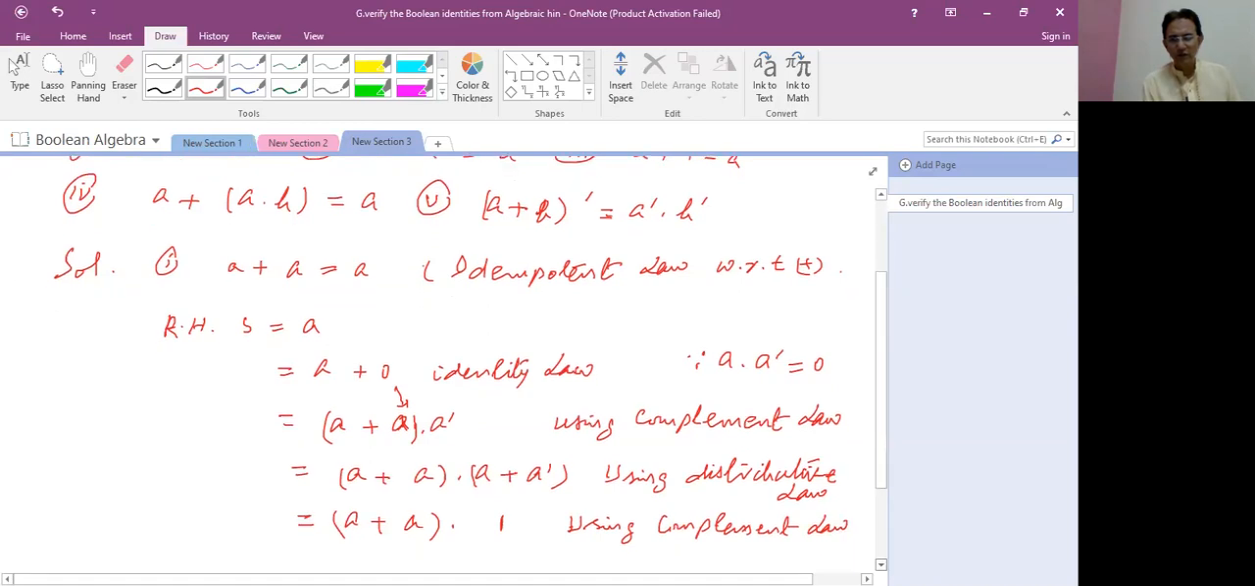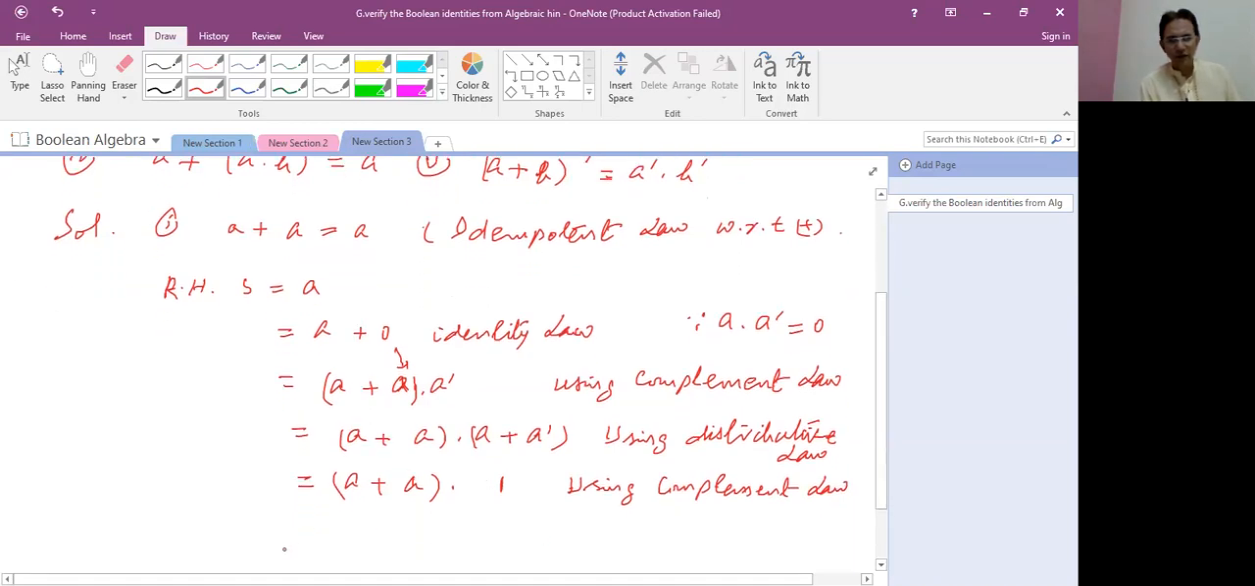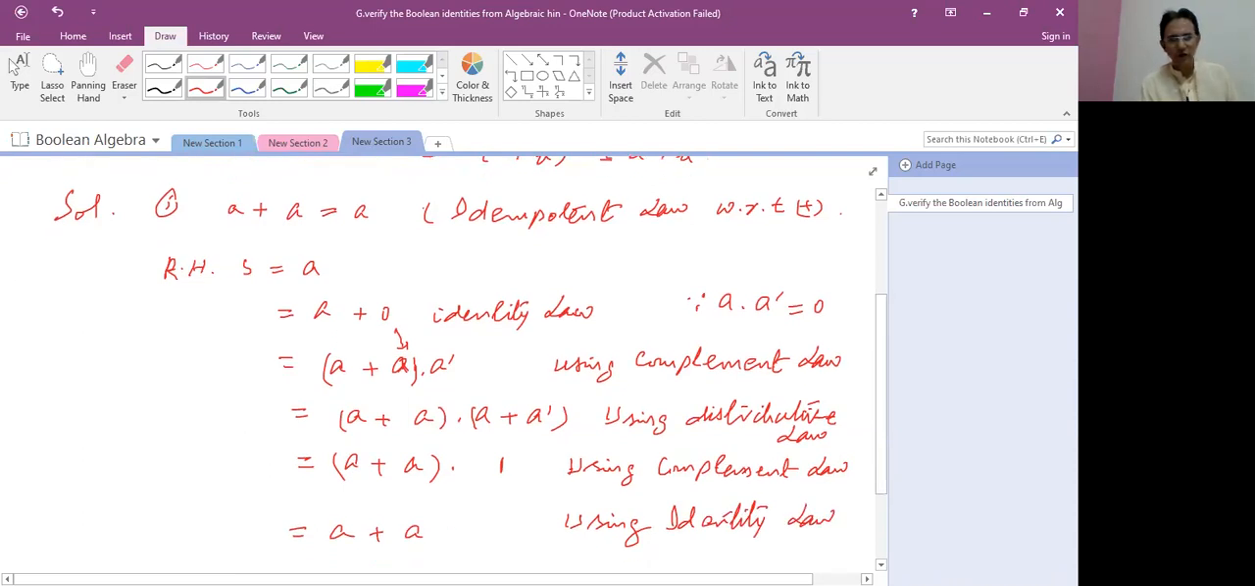So when we multiply together, it means A plus A dot 1, using identity law with respect to multiplication, which is equal to 1. So the left hand side is equal to the right hand side, hence proved.